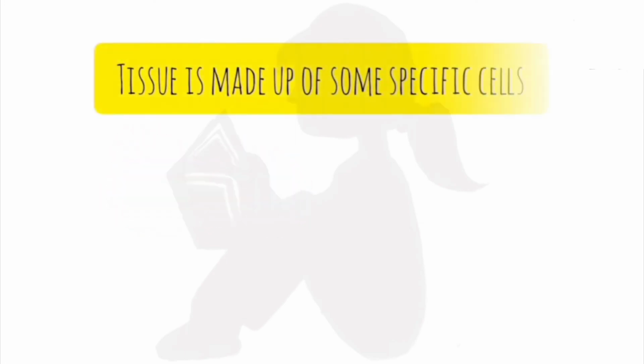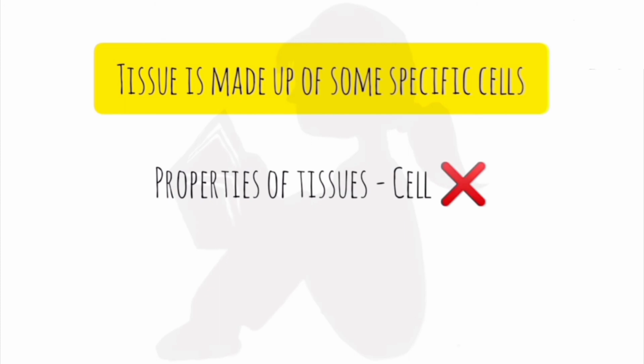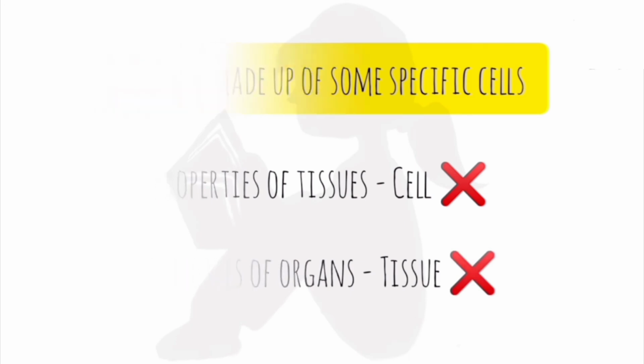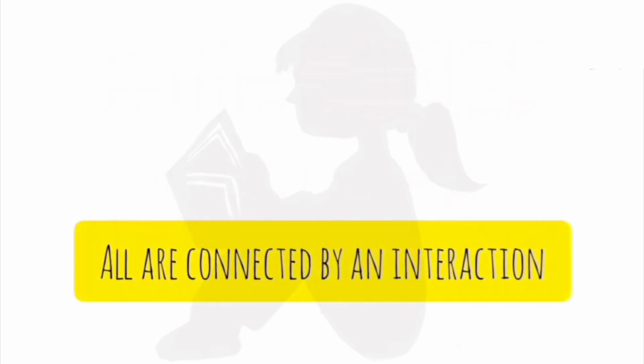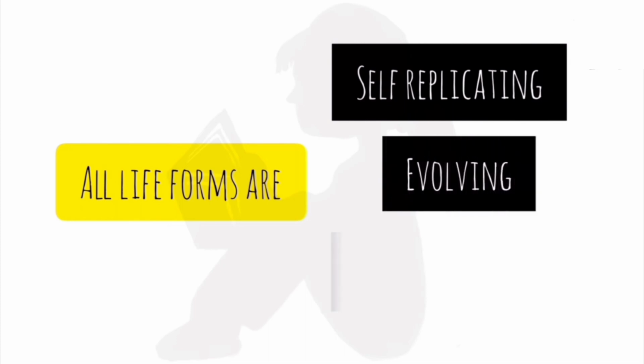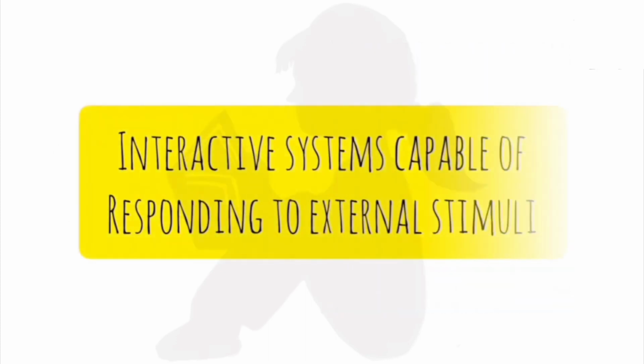But the interesting point is the tissue is made up of some specific cells, but the properties of tissues are not present in the constituent cells. Similarly, properties of tissues are not present in an organ which is made up of the same tissue, but they are all connected by an interaction which is present in every living organism. So in conclusion, we can say all life forms are self-replicating, evolving and self-regulating interactive systems capable of responding to external stimuli.